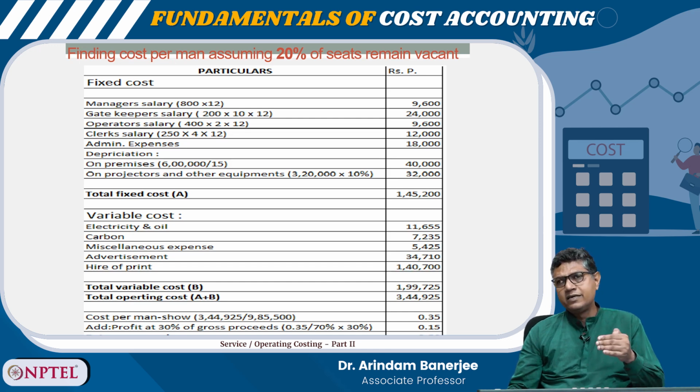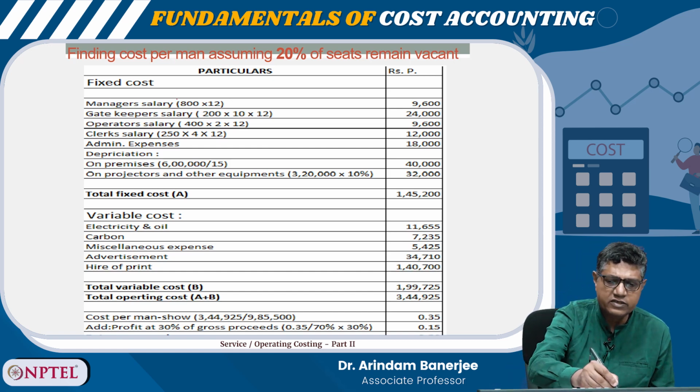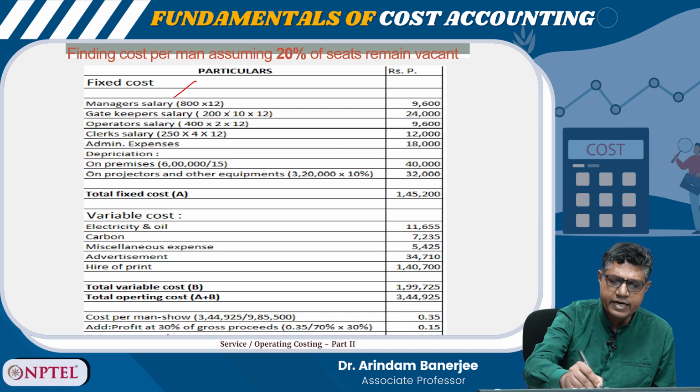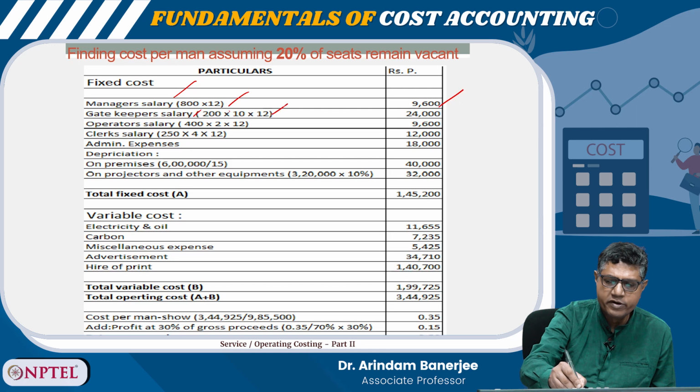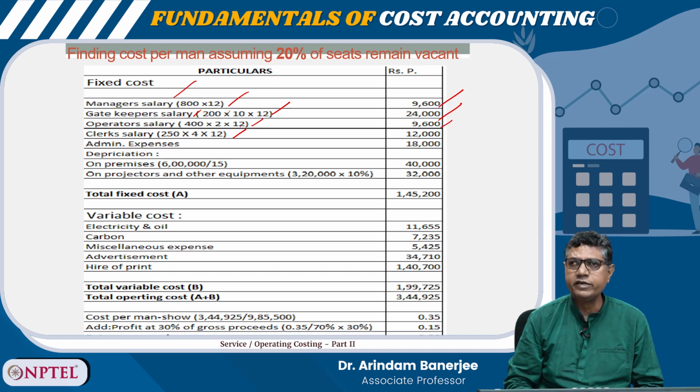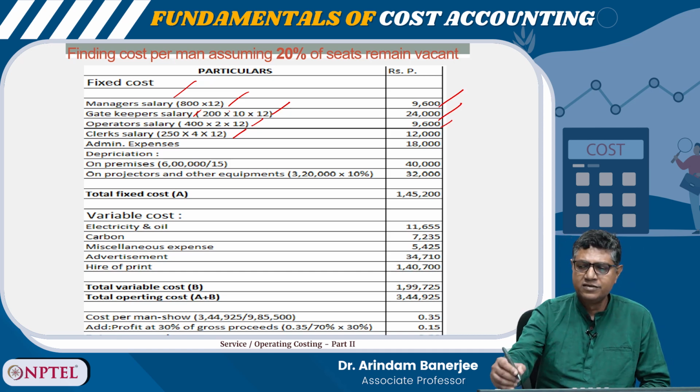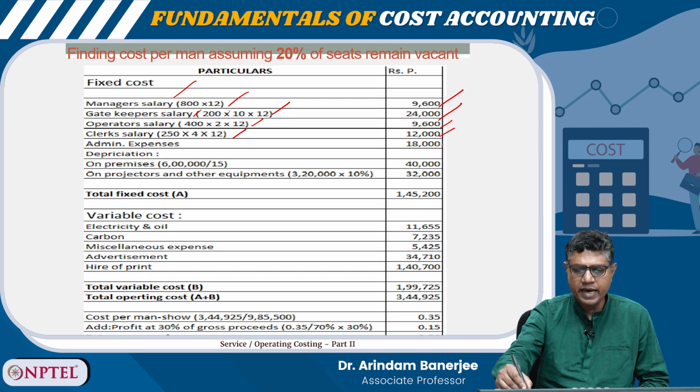So now, as I said, we will segregate into fixed cost and variable cost. So in the fixed cost, the first one is manager's salary, that is 800 into 12, that is 9,600. Gatekeeper salary 200 into 10 into 12, 24,000. Operator salary 400 into 2 into 12, 9,600. Clerk salary 250 into 4 clerks for 12 months, so it is 12,000, right? Admin expense 18,000.